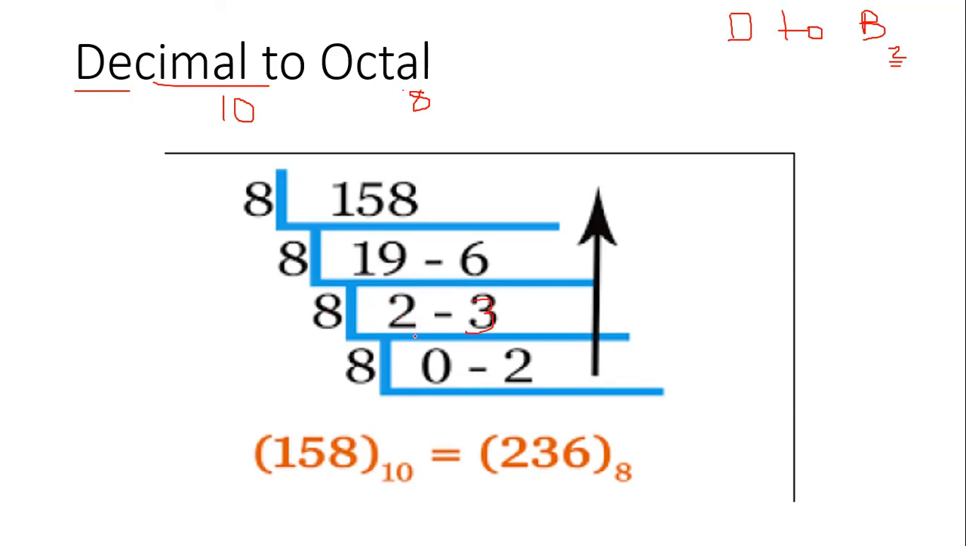Then I can't divide 2 further, so I will stop here. When you see 2, you can't divide further, so you can stop like this. So your answer will be 2, 3 and 6. How to write? From lower to upper you need to write. The lowest first value is 2, the second value is 3, the third value is 6. Your answer will be 2, 3 and 6.